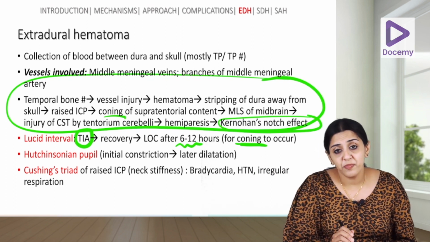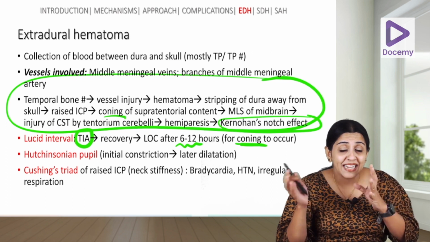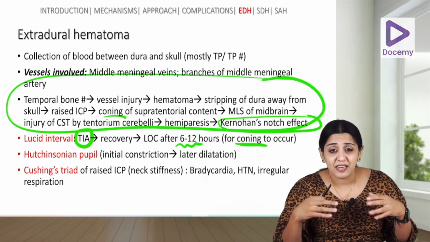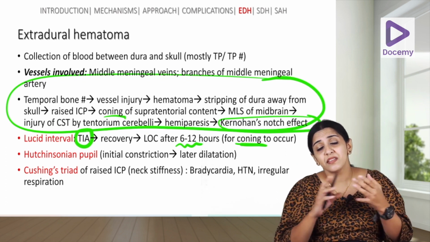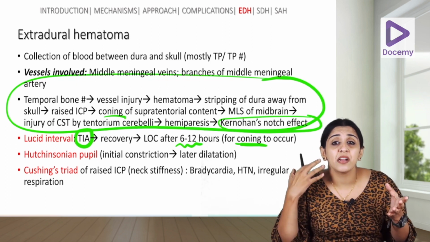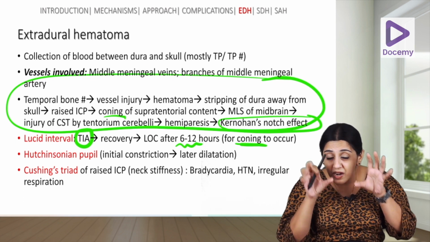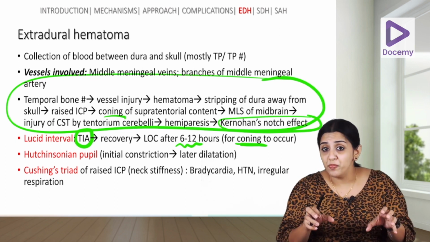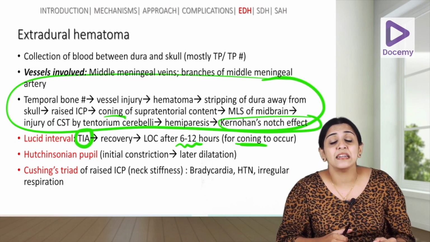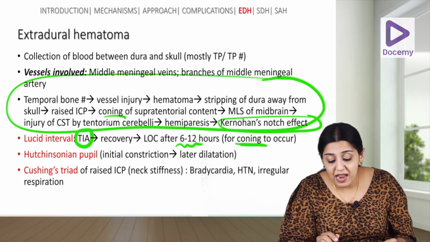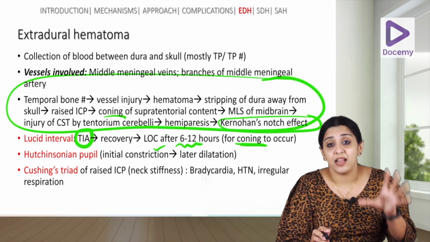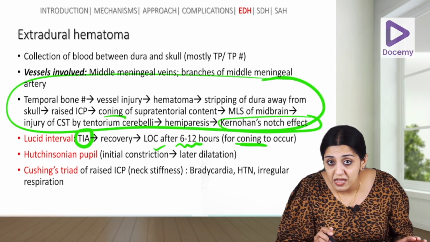Then Hutchinsonian pupil, because of the irritation of the optic tract and the 3, 4, 6 cranial nerves which are controlling the eye movements, especially the oculomotor nerve, which has a great control over the pupils. Because of the irritation and tension over these nerves, it can cause initial constriction, later dilatation. That is called Hutchinsonian pupil.